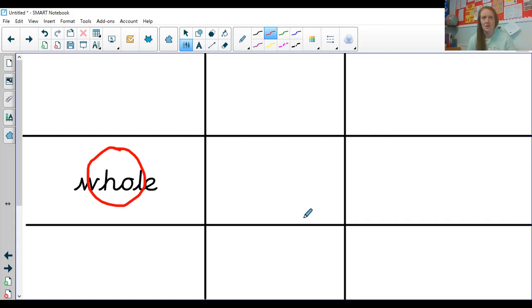Okay, the next one. To act in a bad way, which none of you do. To act in a bad way. If you've got that word for that meaning, do your noughts or crosses.